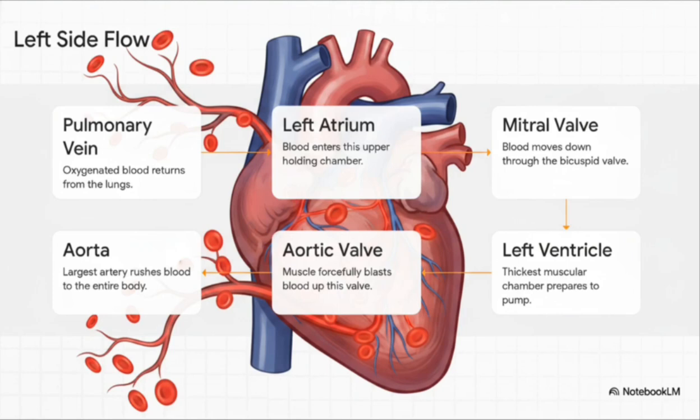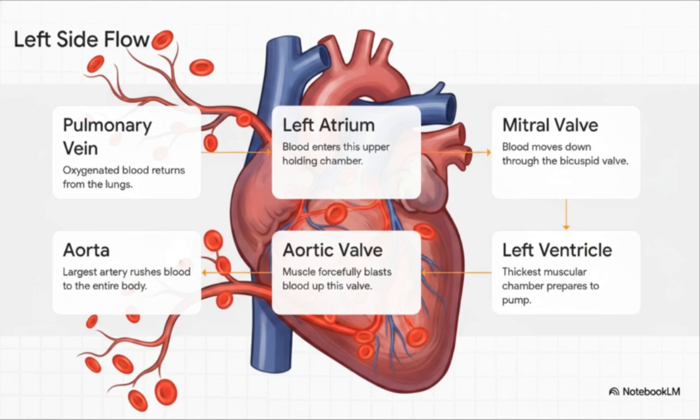So now that our red blood cell has secured its precious oxygen in the lungs, the journey transitions over to the left side. We've got 6 more steps to complete. Step 1, it returns to the heart via the pulmonary veins. And yep, again, these are the only veins carrying oxygen-rich blood. Step 2, it enters the left atrium. Step 3, it passes down through the mitral valve, which you might also hear called the bicuspid valve. Step 4, we arrive in the left ventricle.